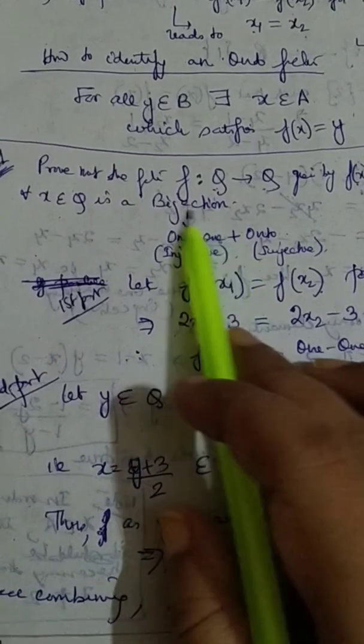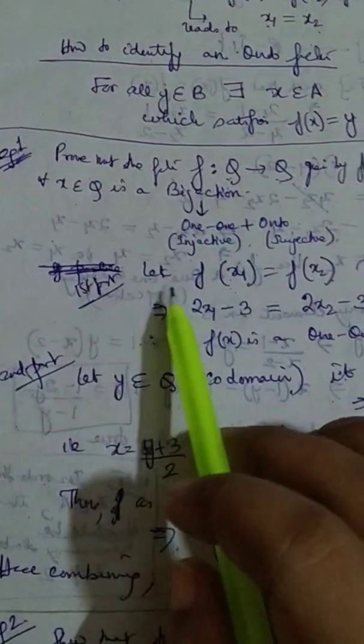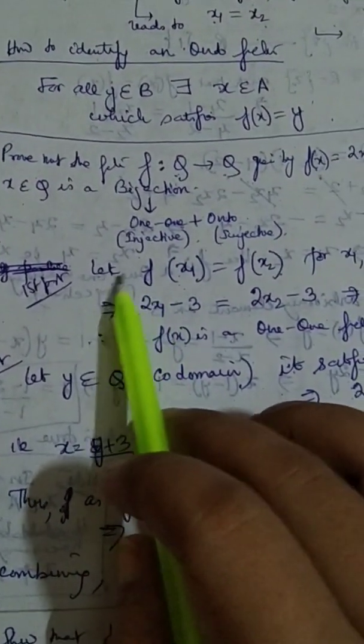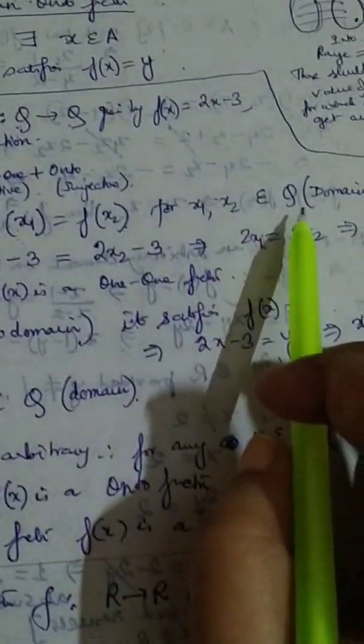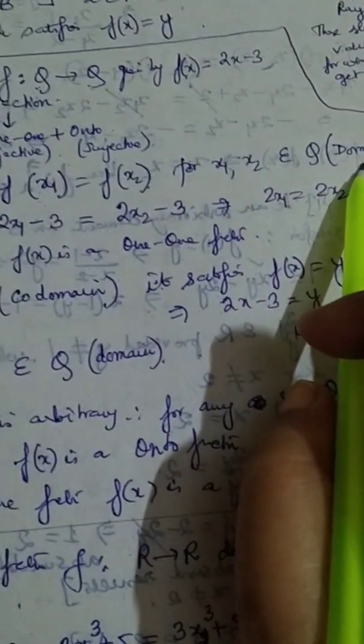So first we will show that it is 1-1. That is the first part. How will we show it? We assume that f(x1) is equal to f(x2) for any x1, x2 values belonging to the domain Q.